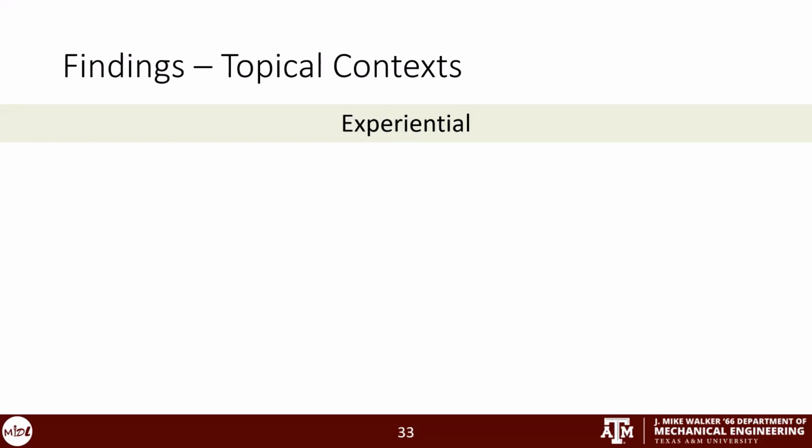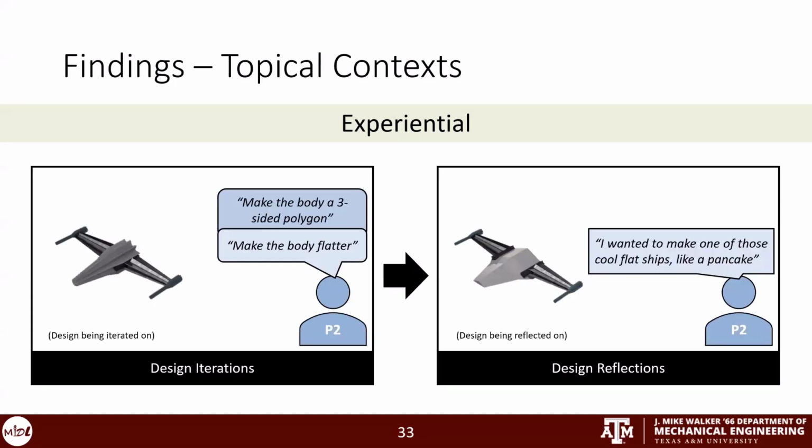Finally, our last topical context is derived from the participants' past experiences. Here, the example involved participant 2 making their fuselage triangular and flat as they associate the flatness of the spaceship to pancakes. We saw similar approaches being made by 2 other participants who used their past experiences to make specific design changes. With this, we conclude our qualitative findings, where we try to understand the participants' verbally expressed design intents with the help of their verbal reflections.